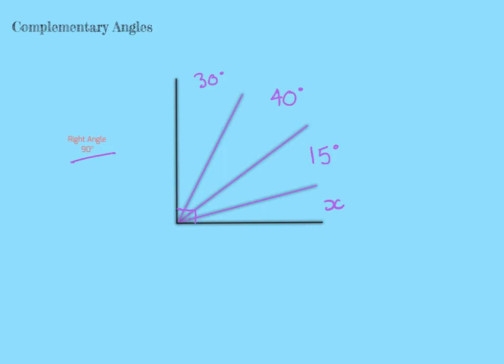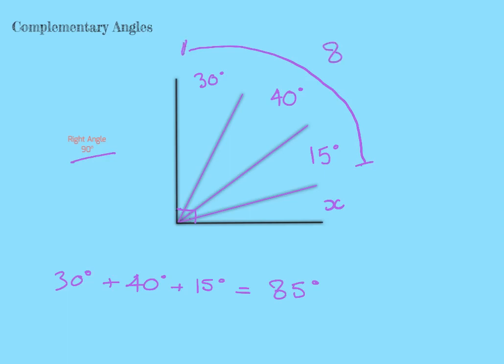So the angles that I'm given are 30 degrees plus 40 degrees plus 15 degrees and an unknown. So I'll leave that one out for now. But so far, 30 plus 40 gives me 70, plus 15 gives me 85 degrees. So that's how much I know that these 3 angles from here to here, that's 85 degrees all up.